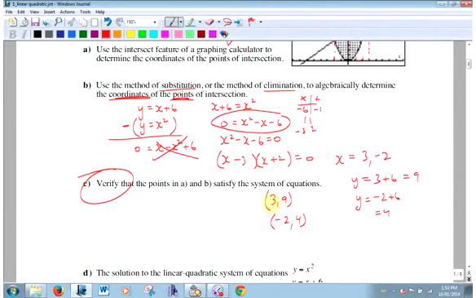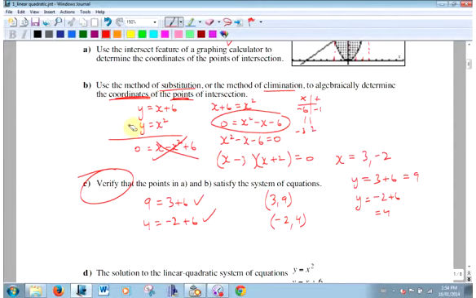Verify. How do you know if that works? If you plug them both back in the equation, it'll work. Okay? Is 9 equal to 3 plus 6? Yep, sure is. Is negative 2, no, sorry, is 4, is y equal to x plus 6? Is 4 equal to 4? Yes, it is. Okay? I verified them both in the line.